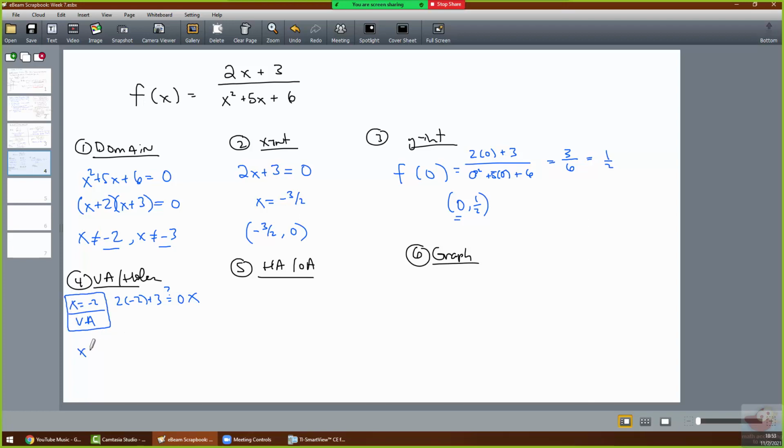Do the same thing for negative 3. 2 times negative 3 plus 3. Does that equal 0? Nope. Very good. So this is also a vertical asymptote. So this graph has 2 vertical asymptotes and no holes. Just how I like my donuts.